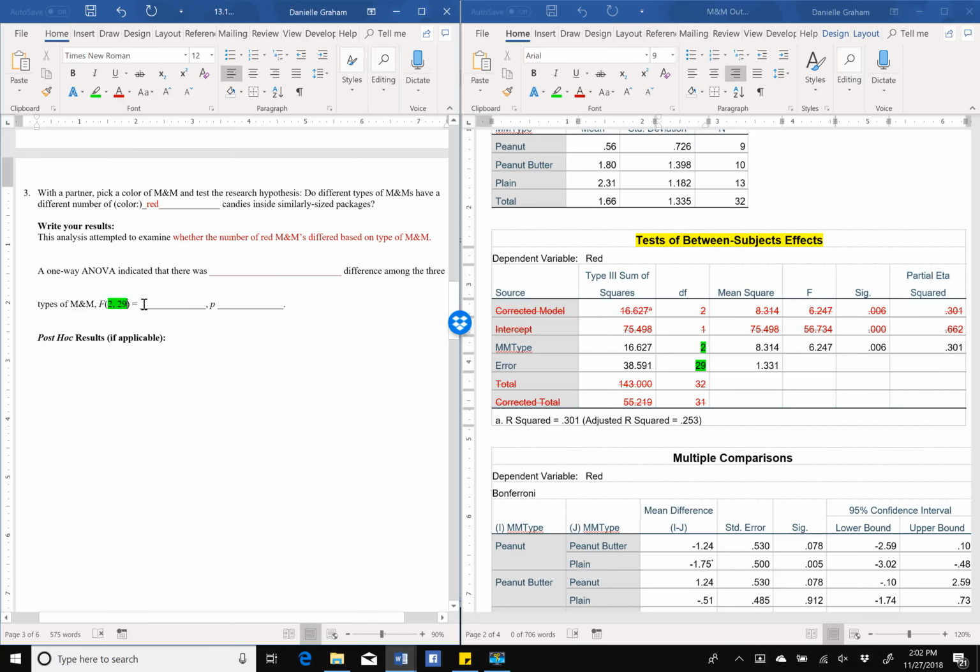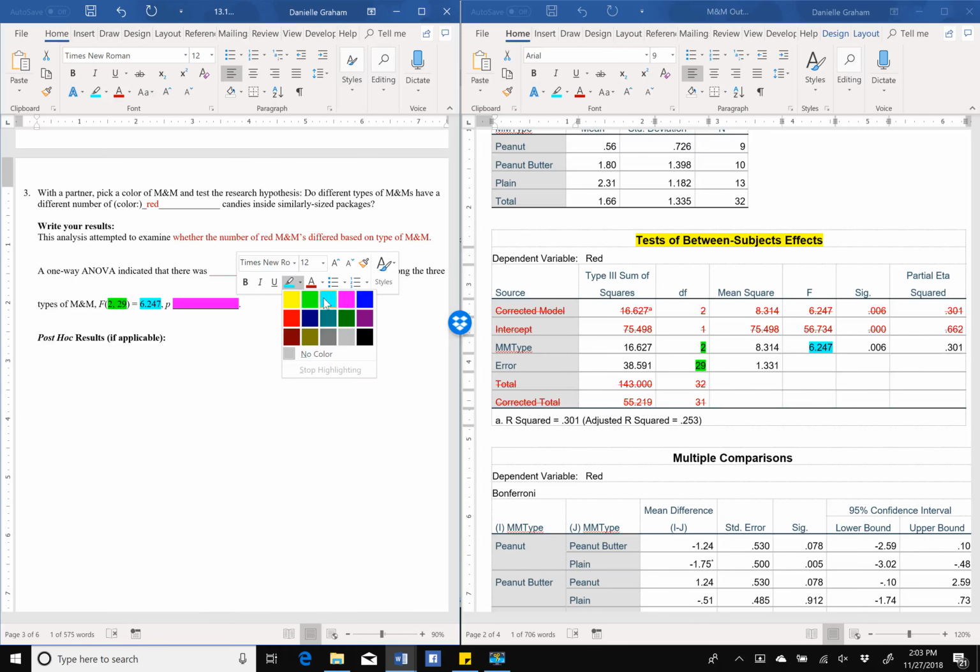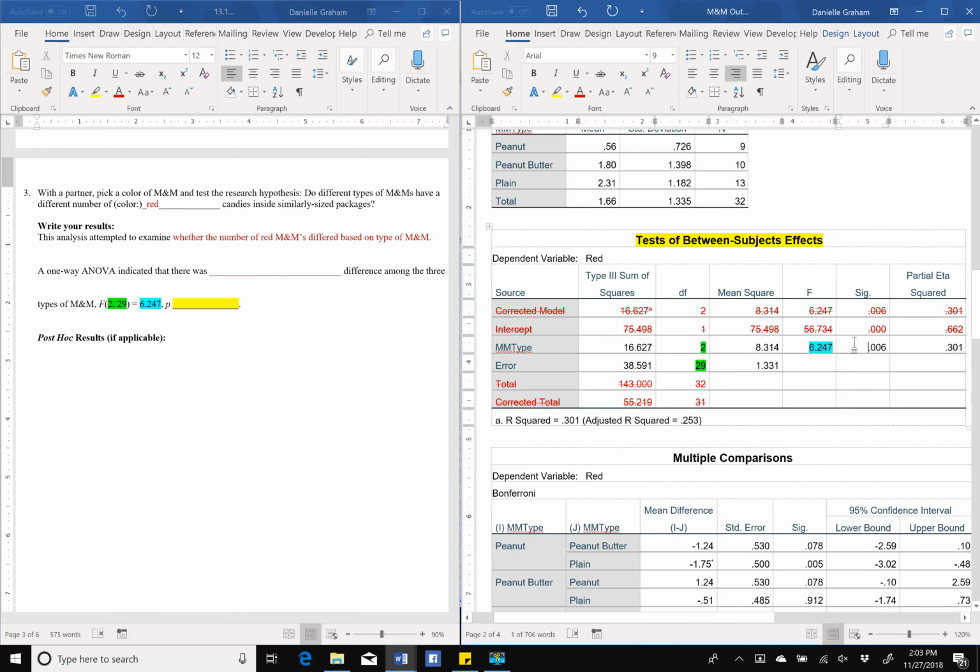Then what comes after the equal sign is going to be our actual F value. Let me highlight that one in a different color. We get that from the F value that corresponds to, once again, our independent variable, M&M type. So 6.247 goes in there. And then lastly, we put in our p-value, and we find this, let's do yellow here, by looking at the significance that goes with, again, our independent variable, M&M type.